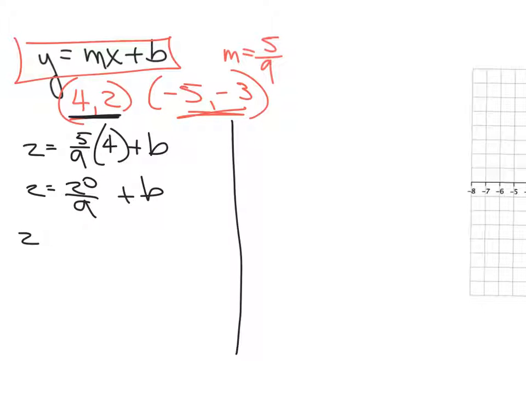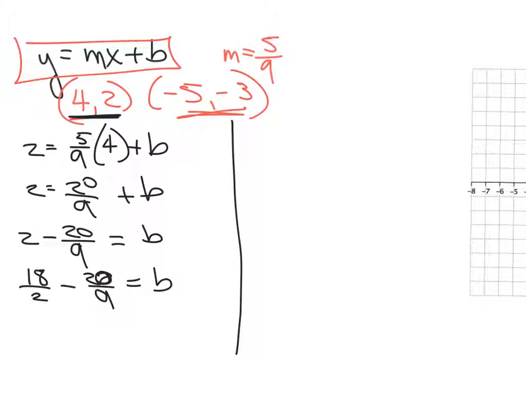Now we're going to subtract 20 over 9 from both sides. In order to combine these, we have to have common denominators. So it's going to be 18 over 9 minus 20 over 9 equals b. 18 minus 20 is negative 2. Whoops, this is 18 over 9. 18 over 9 is 2. So we get negative 2 over 9 equals b.